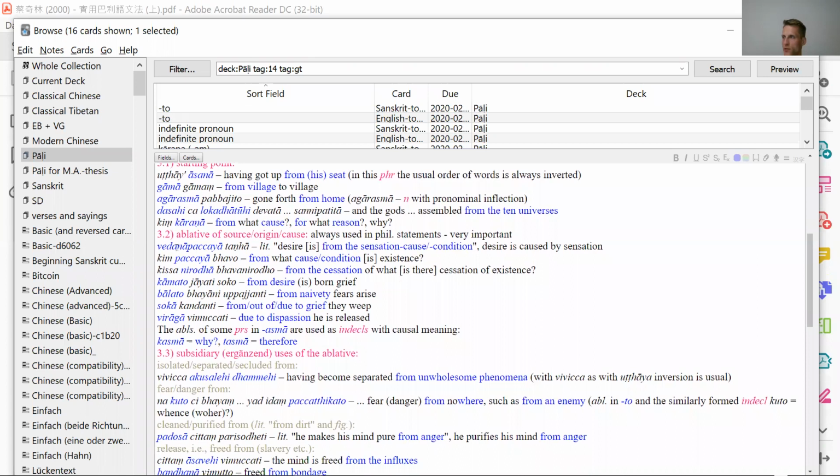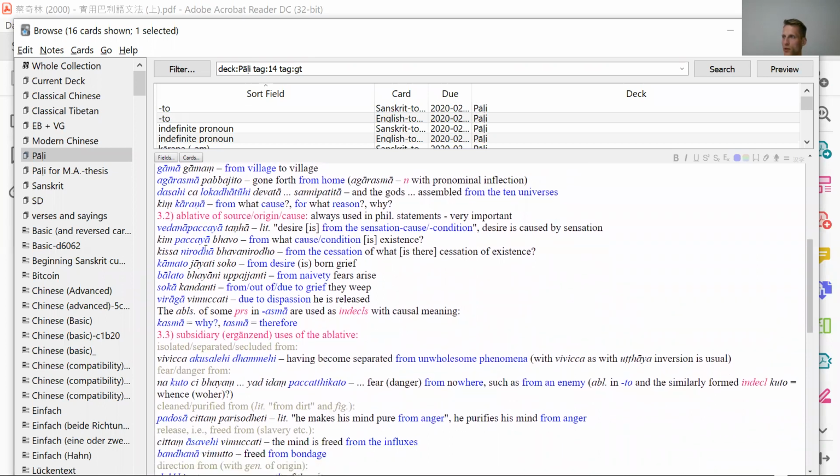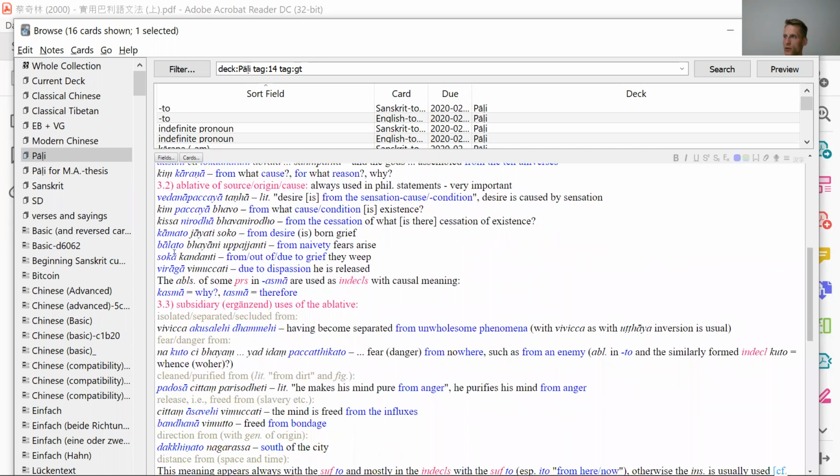By the way, the ablative I always marked in blue. Or here, ablative of source, origin, cause, always used in philosophical statements, which is very important. Vedanā paccayā taṇhā, desire is from the sensation condition, meaning desire is caused by sensation. Kiṃ paccayā bhavo, from what cause or condition is existence. Kissa nirodhā bhavanirodho, from the cessation of what is there cessation of existence.